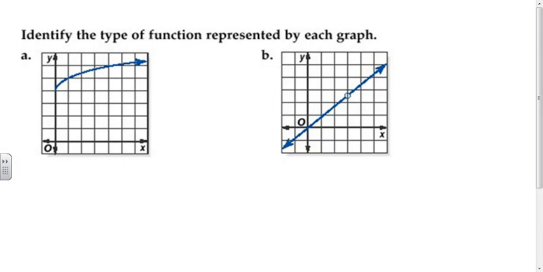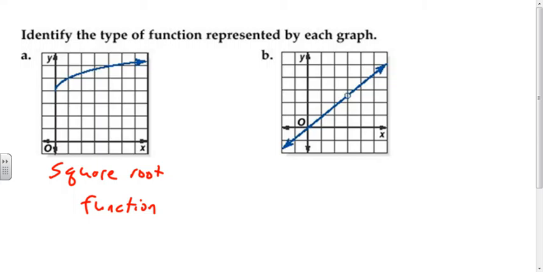So let's just take a look at some of these examples here. All we're asked to do is identify the type of the functions represented. Well, again, here we can see kind of the sideways parabola, and it's only half of it. So we know that this is the square root function. And that's all we have to do for that one, is just identify it.